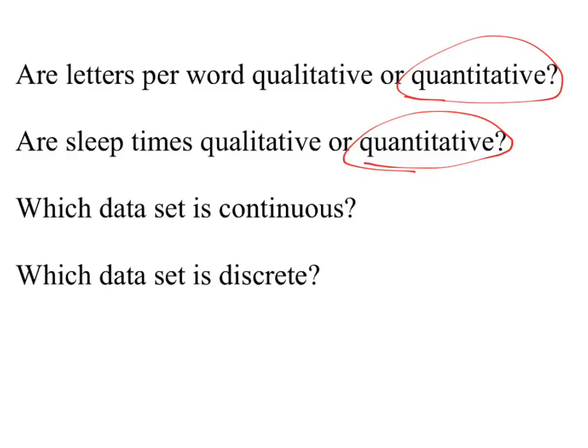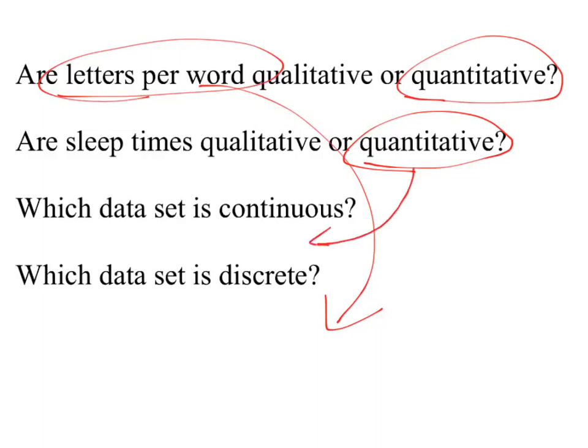Which data set is continuous, which data set is discrete? Well, if you have letters per word, a word can't have half a letter, so letters per word would be discrete. I'm just going to draw a circle. But sleep time, how long you sleep, you can get down to really minute measurements, so that would be a continuous type of data. So there you go, a quick lesson on those sorts of things.